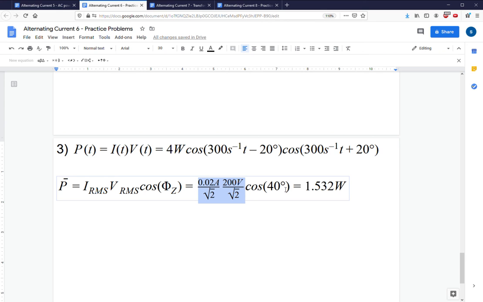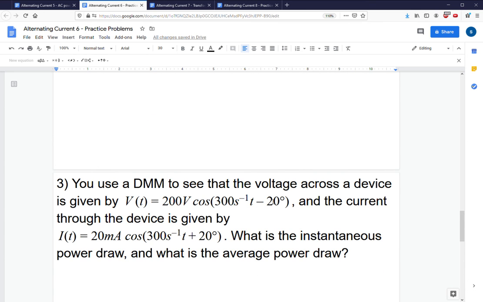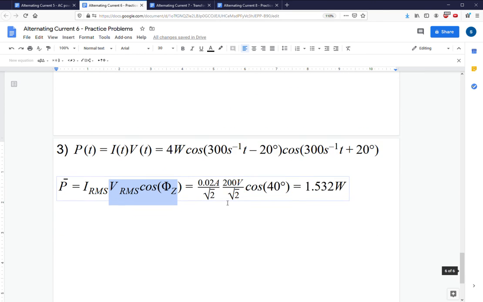However, we still need to contend with the power factor. The power factor is equal to the cosine of 40 degrees. Why 40 degrees? Because voltage is at phase negative 20 degrees, current is at phase positive 20 degrees, which means there are 40 degrees of difference between those two. So that means that the phase of the impedance is 40 degrees, so cosine of 40 degrees gives us our power factor, which gives us an average power of 1.532 watts.